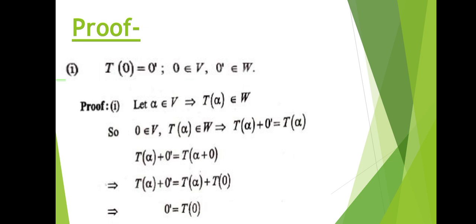Starting with the proof, let alpha belong to V, so we get T(alpha) belongs to W. Since 0 belongs to V and T(alpha) belongs to W, we get T(alpha) + 0' = T(alpha). We know that alpha is equal to alpha + 0, so we write T(alpha) + 0' = T(alpha + 0) = T(alpha) + T(0). By the left cancellation law we get 0' = T(0). This is the proof of the first property.